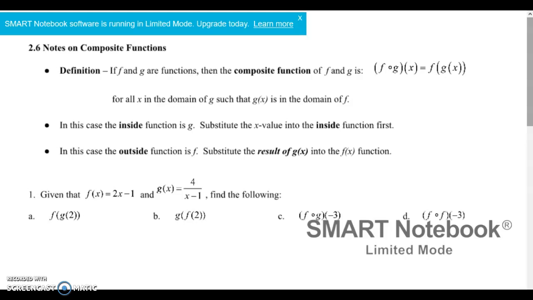Alright, hey there guys. Today we're going to talk about how to do composition of functions. And composition is essentially when you're taking one function and plugging it into another one. There are two different ways that we can write this notation.